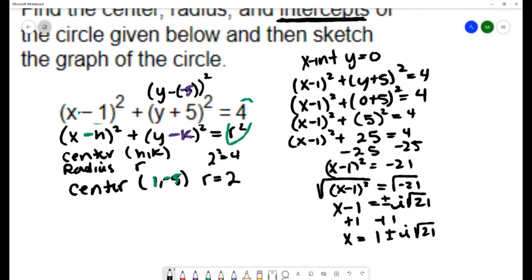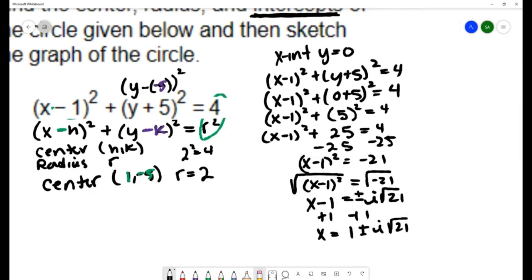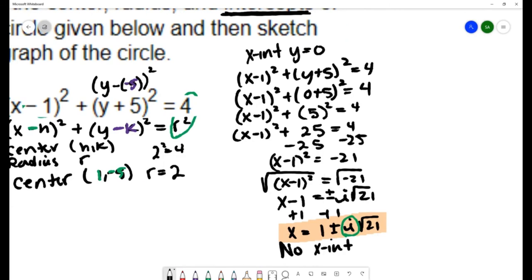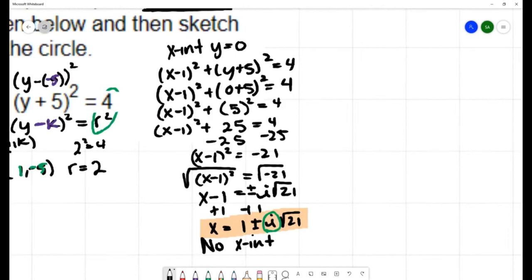So you might think that I have just found the x-intercept. However, because we got an imaginary number within our answer, we're not going to be able to graph that on our typical coordinate plane. So because we got an i, we're going to say that there are no x-intercepts. So then let's find our y-intercept.